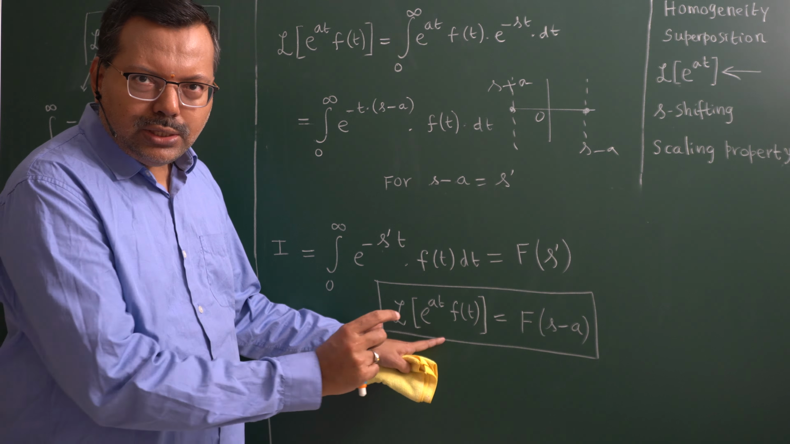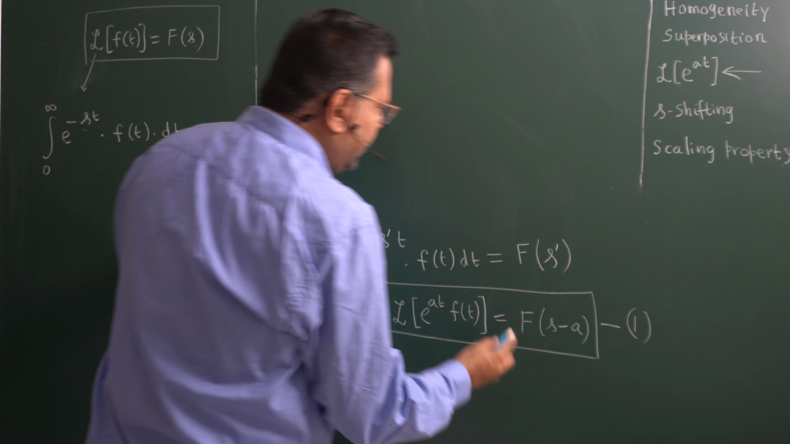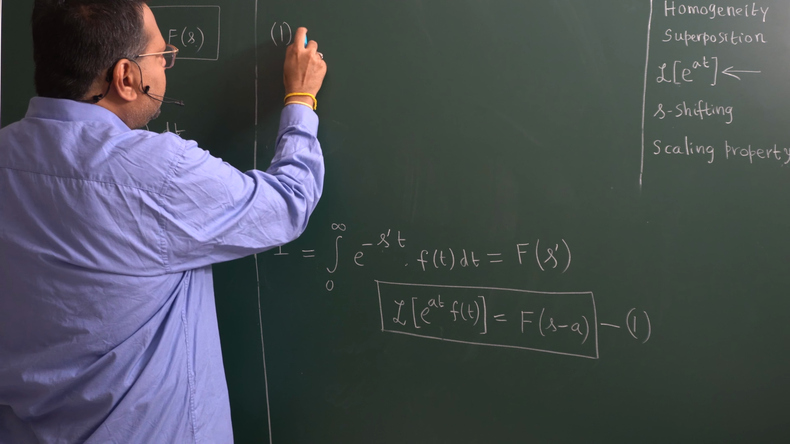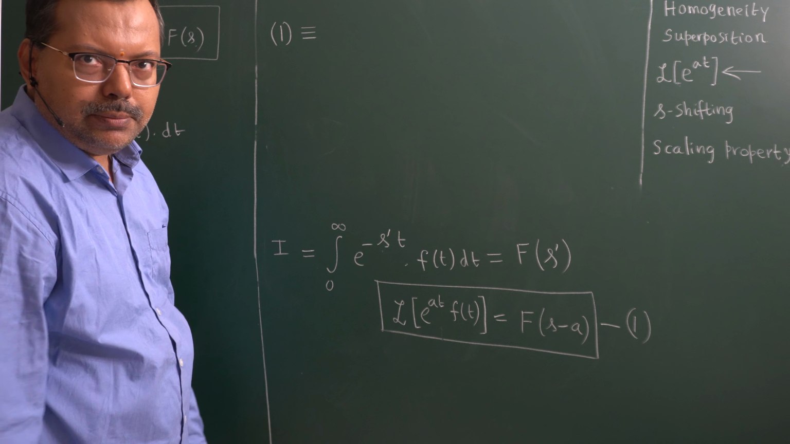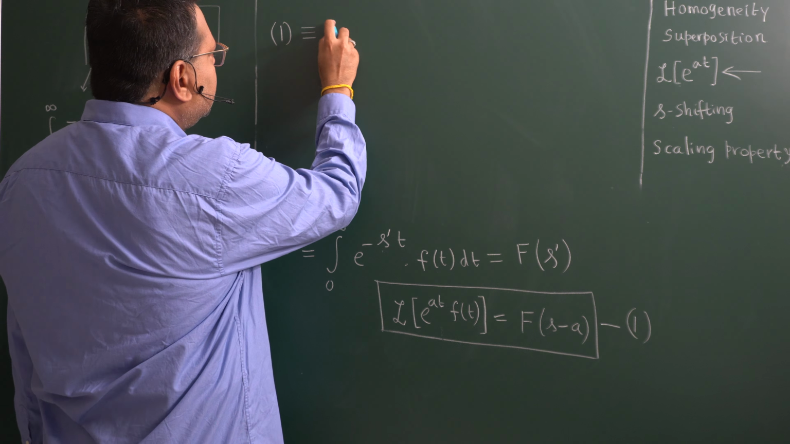Okay, so the initial steps I will erase. This one we are going to rewrite a little bit so that it is easy to understand. So what is this equation that we have written? Let me write down one here. Equation 1 is nothing but, it is identically the same as, we say like this: Laplace transform of e to the power of at into f of t is nothing but F of s minus a.